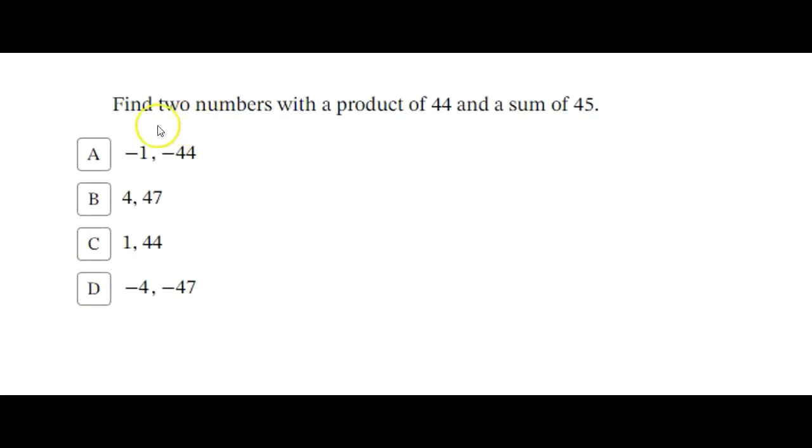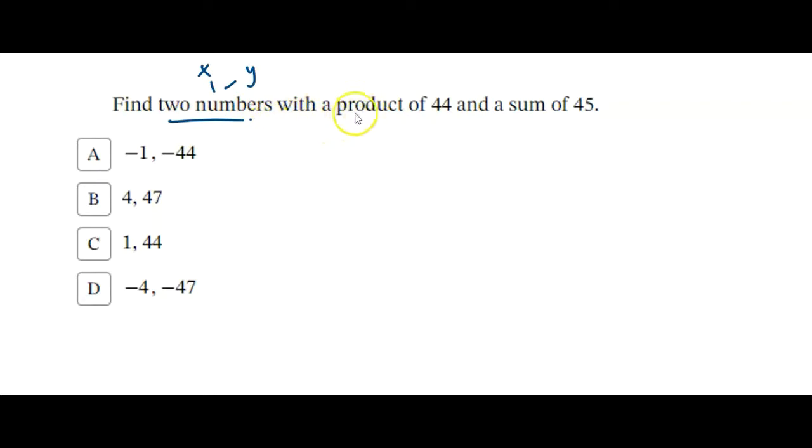All right, so this is the next question that we want to discuss. Find two numbers with a product of 44 and a sum of 45. The question is given in a sentence without any variable or unknown representing the numbers, so we need to define two variables to represent the numbers that we want to find. Normally I will use x and y.